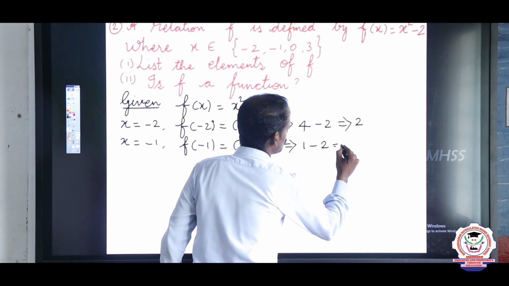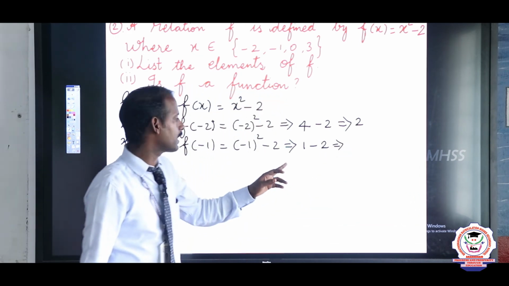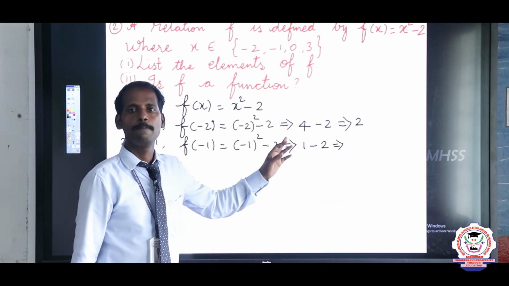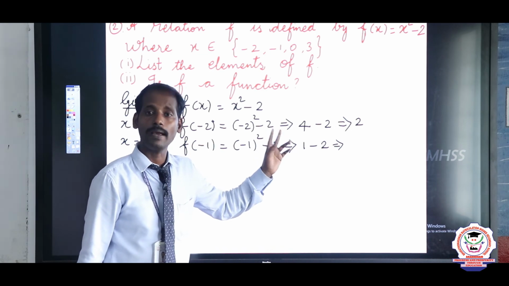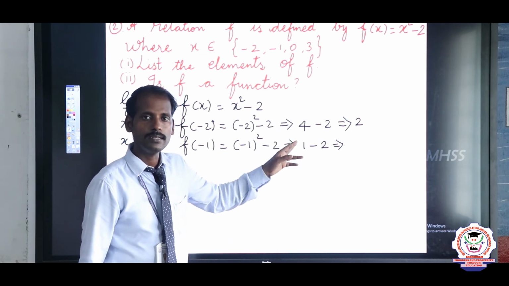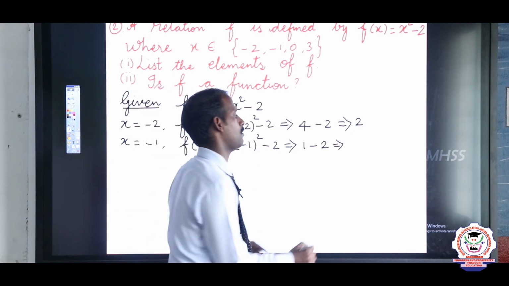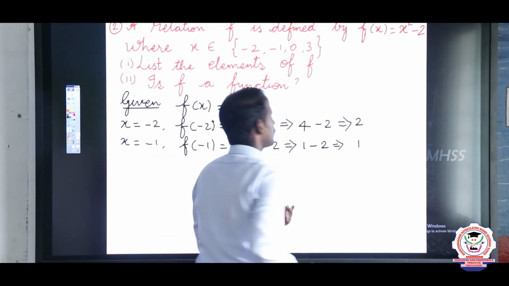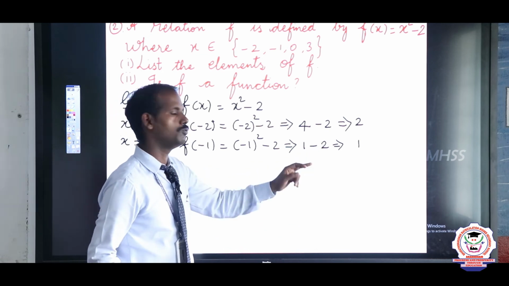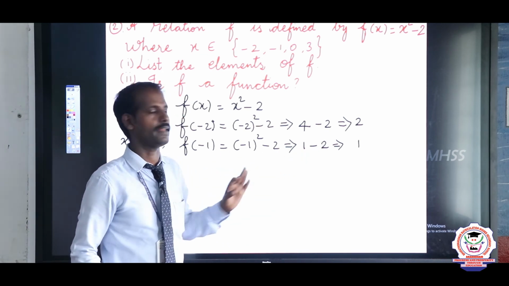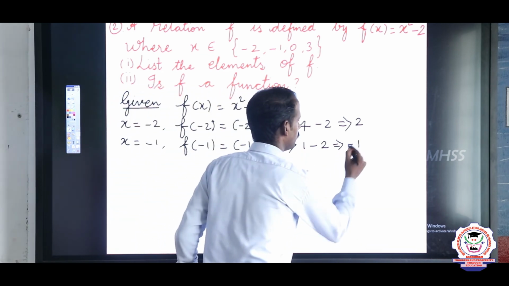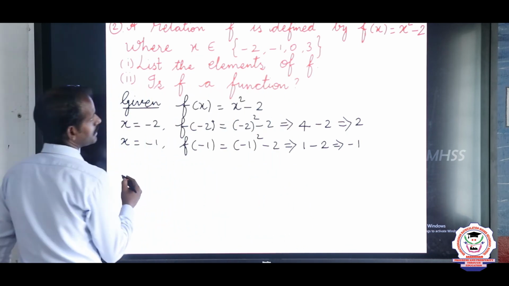So 1 minus 2, what is the value? Here the bigger value is 2, and the symbol before it is minus, so the value is minus 1. So next, x equal to 0.